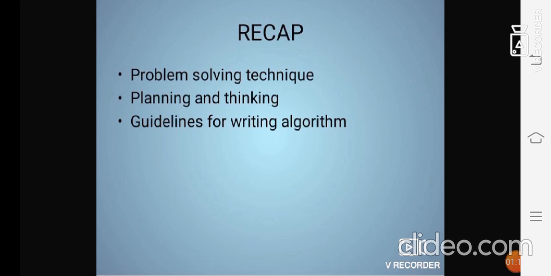We have 2 chapters left for this term, chapter 6 and 7. So these 2 chapters are left for this term. That's why I'm revising this chapter again and again so that you'll be thorough completely in both the chapters. Okay.